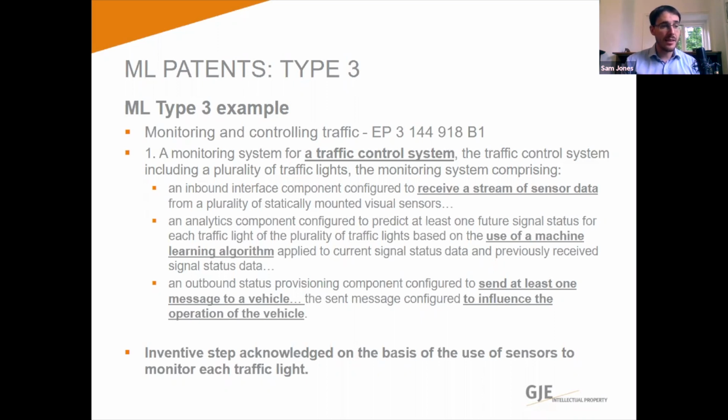And in this case, the inventive step was acknowledged by the EPO on the basis of the use of sensors to monitor each traffic light. So that's something that has nothing to do with the machine learning algorithm at all. And so you can see why specifying a machine learning algorithm in the claim probably isn't necessary, arguably, in this case.